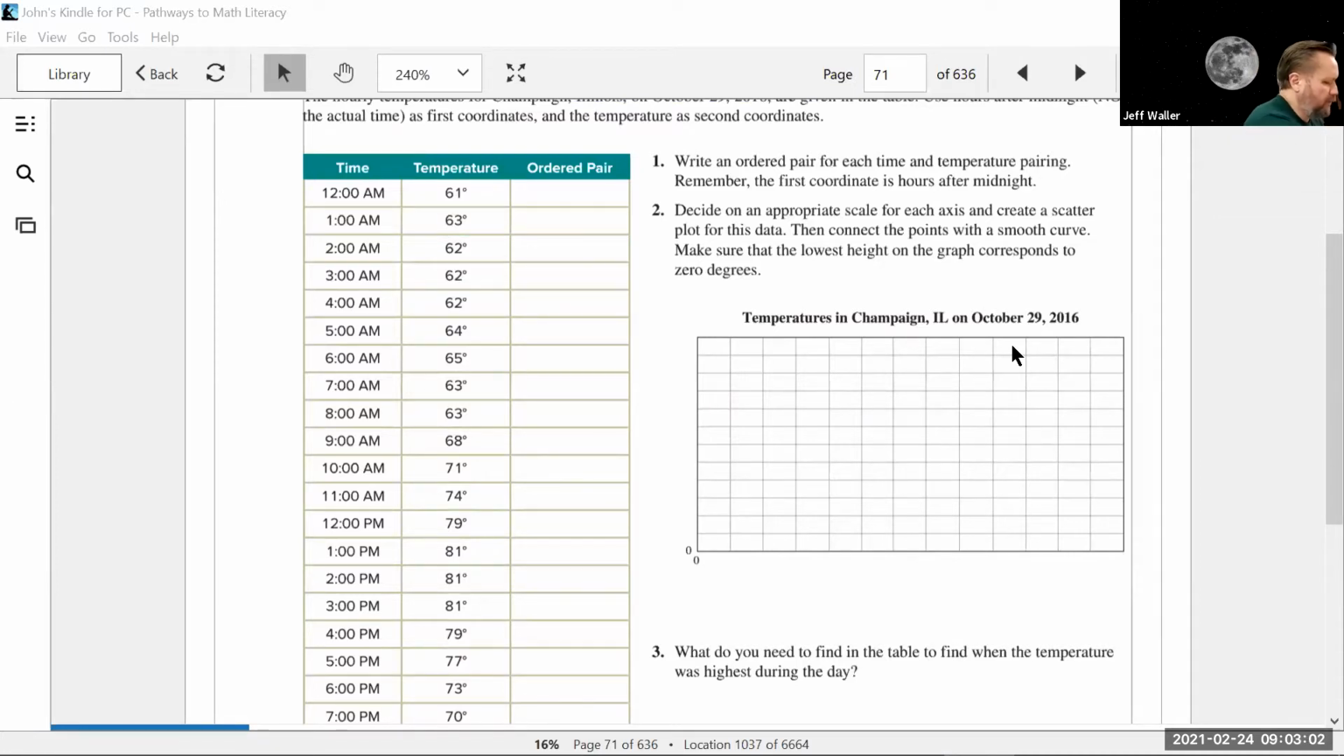Well, the very first part of this problem is number 1, where you have to create points, because you can't graph points until you know what they are.